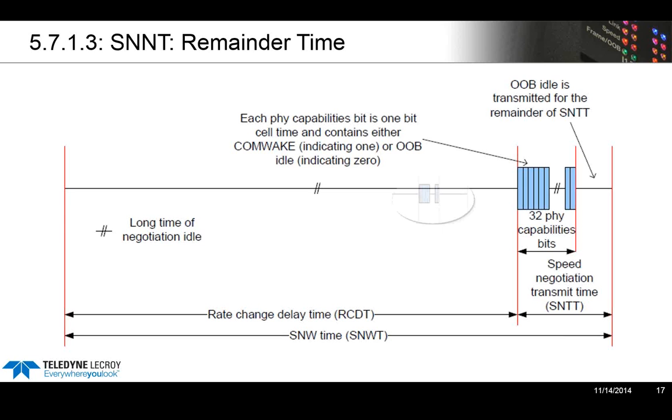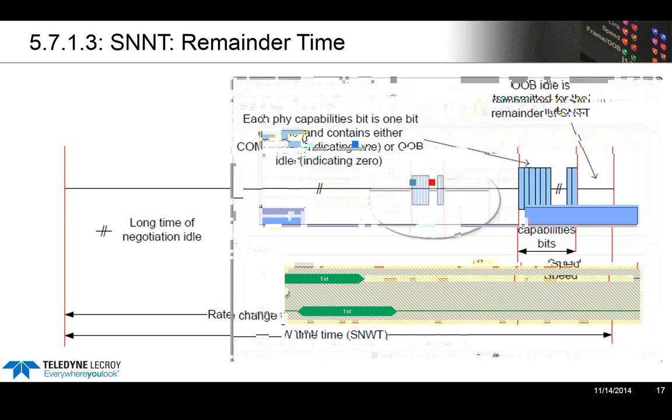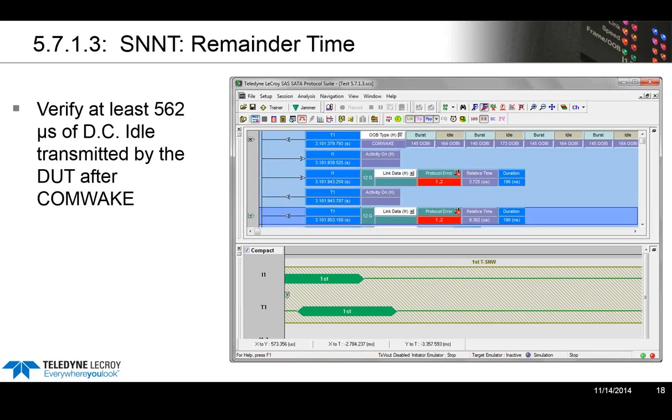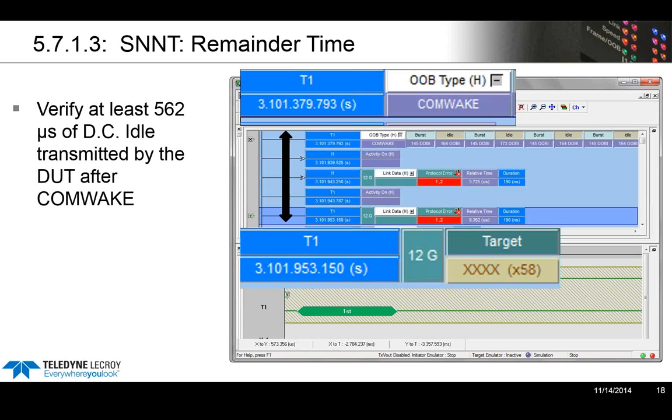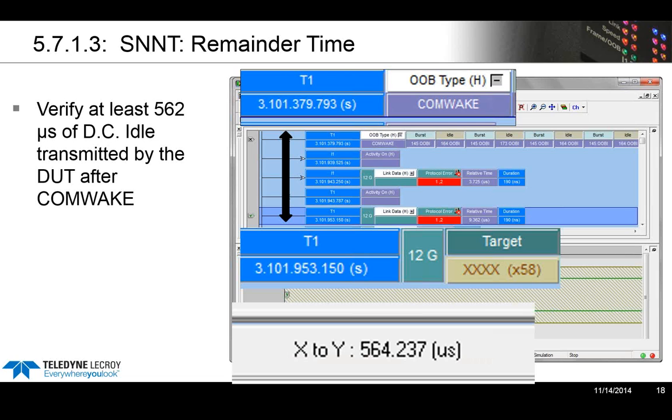This is what it looks like on the bus. This is a screenshot from a real test, a trace from our SAS verification suite. We see there's a traditional packet view at the top, and then a waveform view at the bottom. The measurement is from the last COM-wake to the first 12 gig D word from the DUT. Using the quick timing markers, we can easily do this kind of packet-to-packet measurement. We're looking at this interval between the COM-wake and when the target starts sending training, the first 12 gig patterns on the bus. This shows that it's 564 microseconds of idle. So the device would pass.